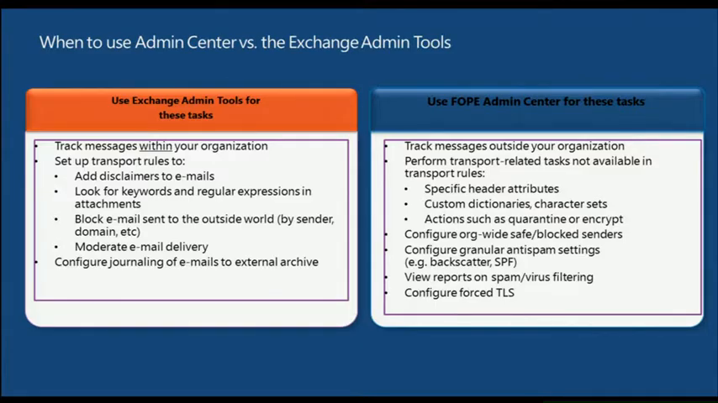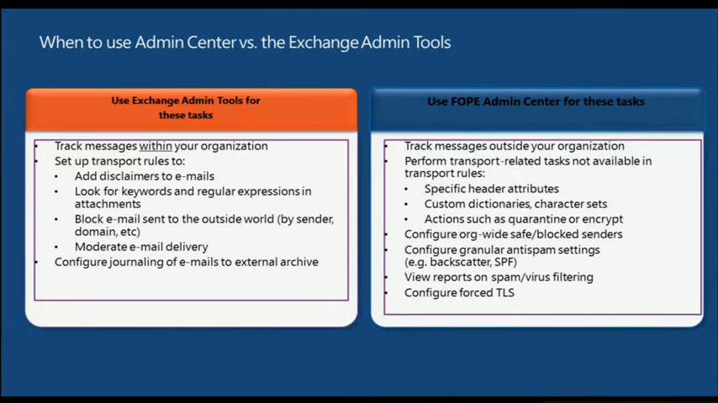Now, as I say, there are some overlap pieces, but fundamentally, transport rules can do certain things that FOPE can't, and the other way round. So transport rules can look at Active Directory. FOPE is not tied into your Active Directory, so it can't do things like look up your manager and then route a moderated mail to your manager.